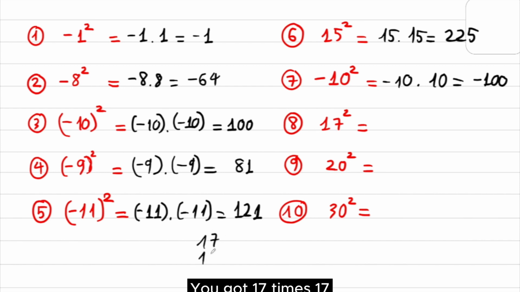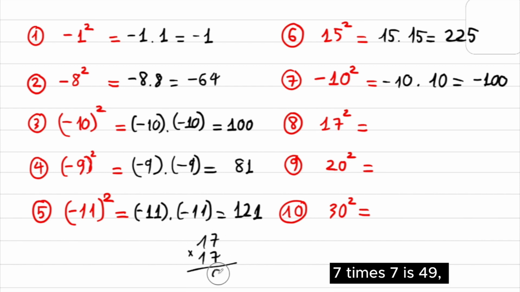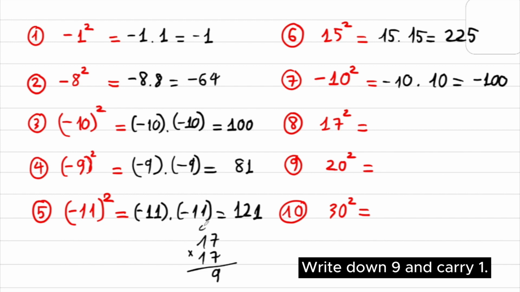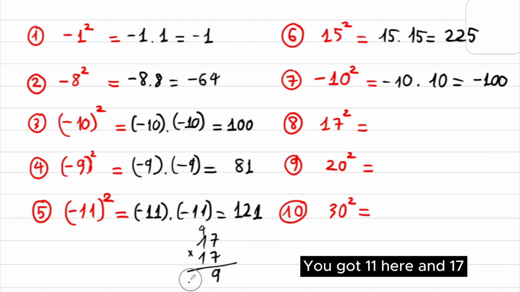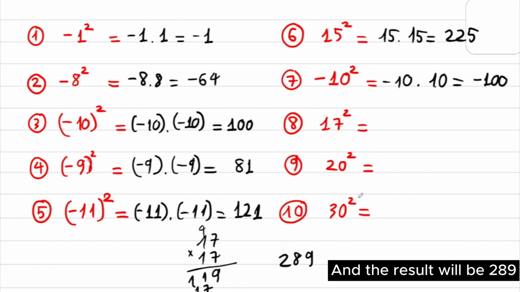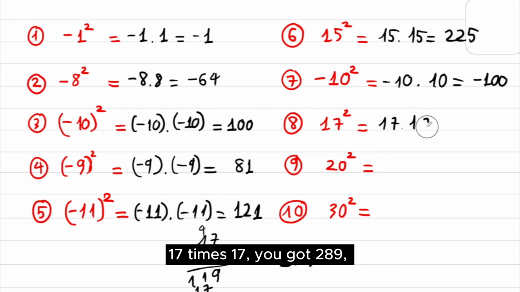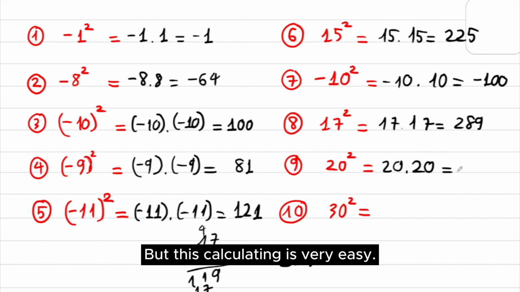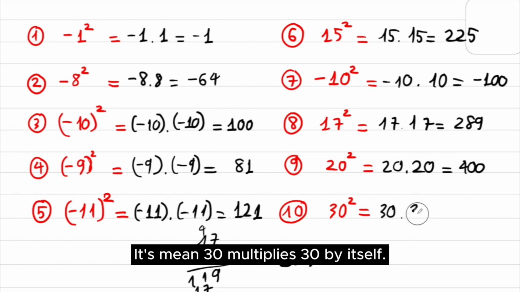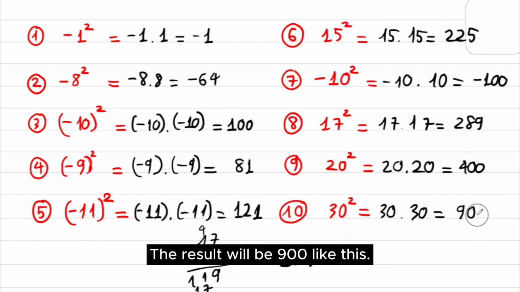For this question, a little bit harder, but I think you can calculate by yourself. You got 17 times 17. 7 times 7 is 49. Write down 9 and carry 4. 1 times 7 is 7, plus the carry 4, you got 11 here and 1 by 7. And the result will be 289. So 17 times 17, you got 289. The same thing for question 9, but this calculation is very easy. 20 times 20, you got 400. And the last one, you got 13 squared. It means 13 multiplied by itself. The result will be 169 like this.